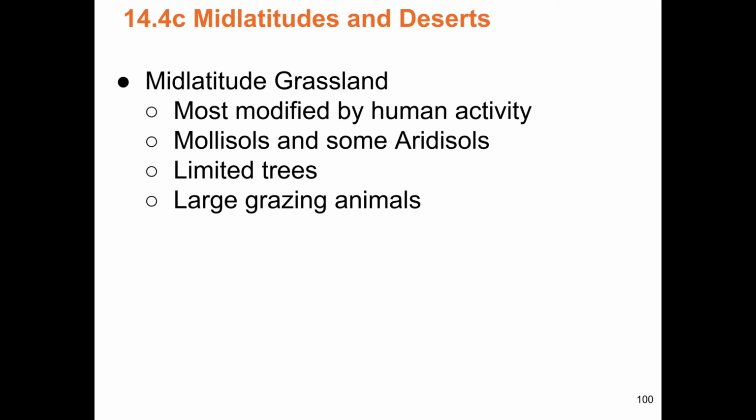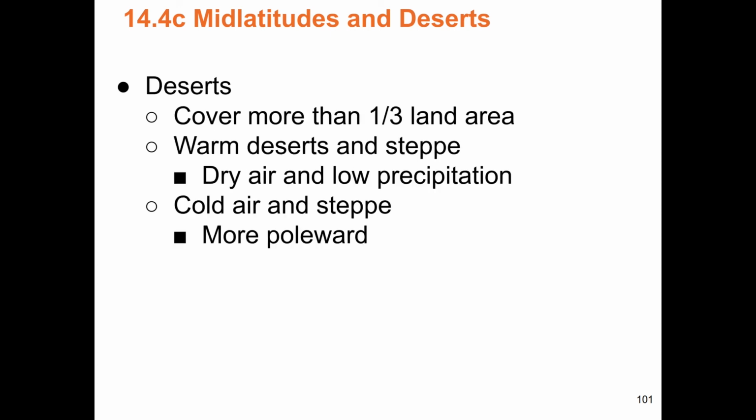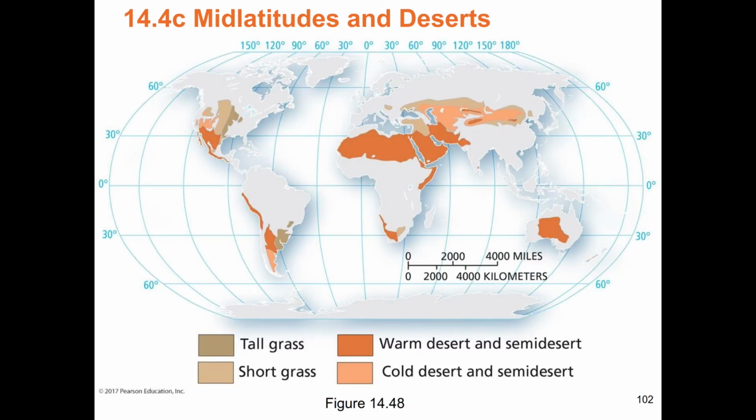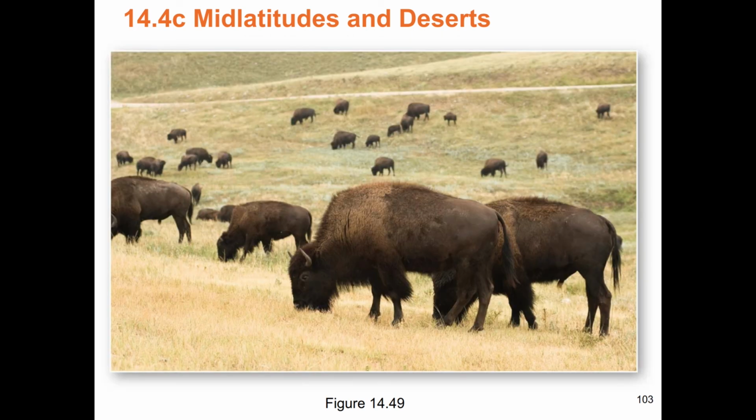Mid-latitude grasslands. It's the biome most affected by human activity. We're either growing our animals on it or we've taken it over for farmland. Deserts. You know about deserts. We got warm deserts. We got cold deserts. We got deserty deserts. We have semi-deserts, the steppes. Often lots of grazing herbivores.